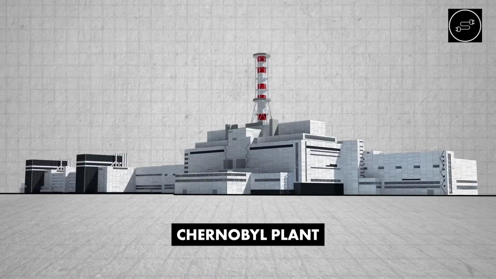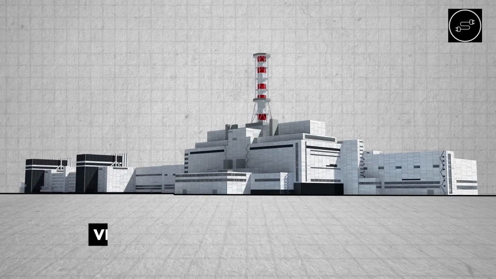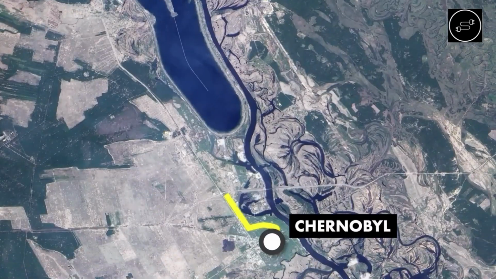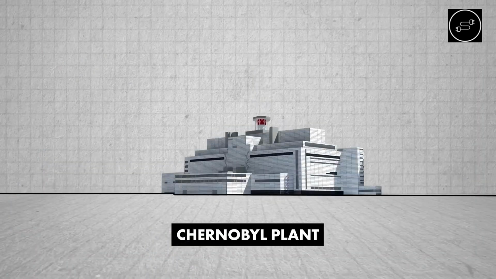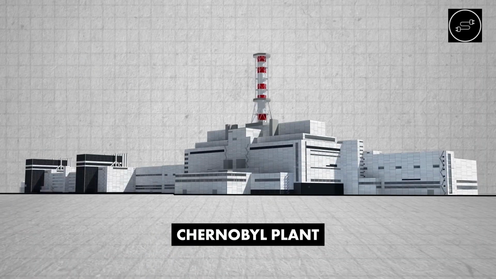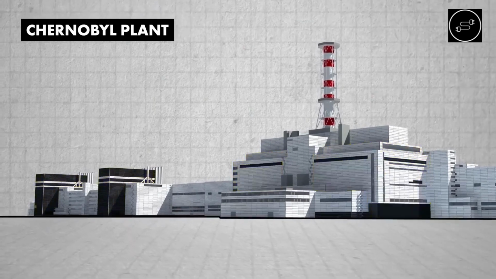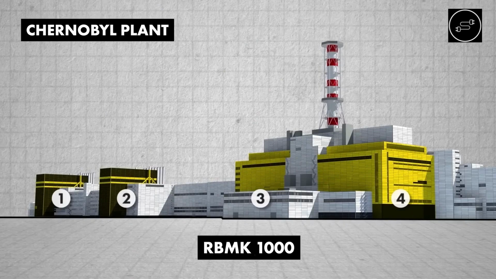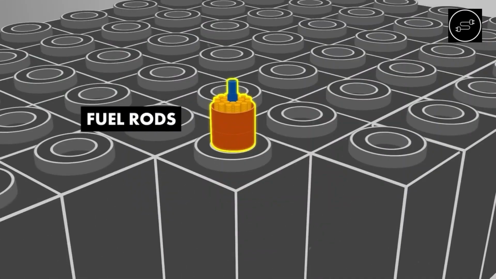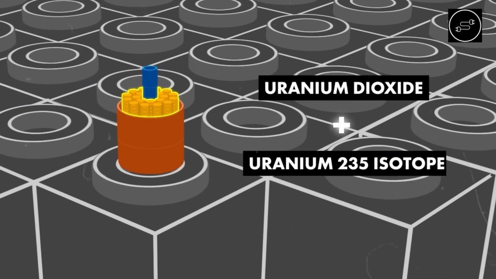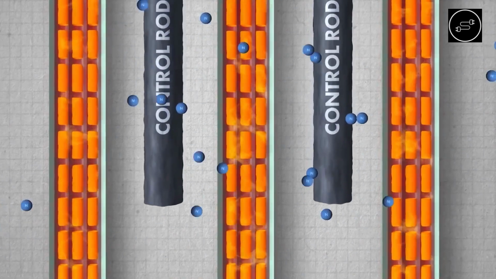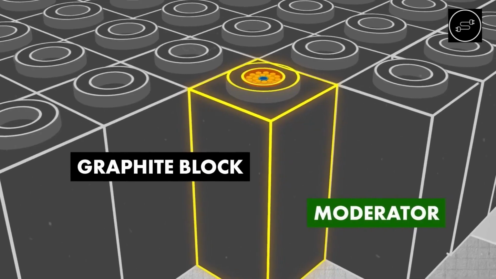The Chernobyl power plant, officially named the Vladimir Lenin nuclear power plant, was located 16 kilometers from the city of Chernobyl. Built in the 1970s, it housed 4 RBMK 1000 reactors, each capable of generating 1,000 megawatts of electricity. The RBMK reactor design was unique, using uranium-235 as fuel, boron control rods to regulate reactions, graphite as a moderator to sustain fission, and water as a coolant.